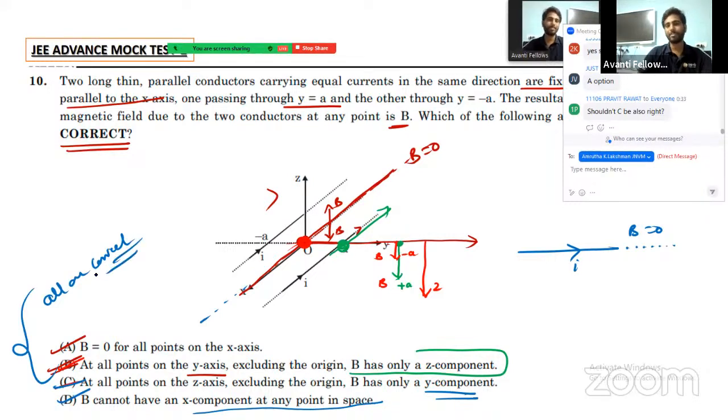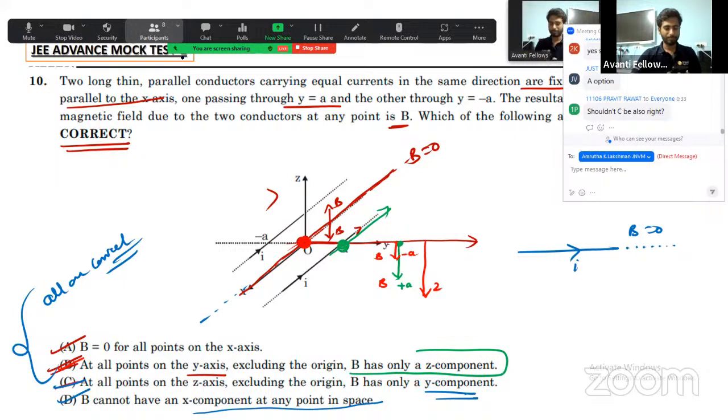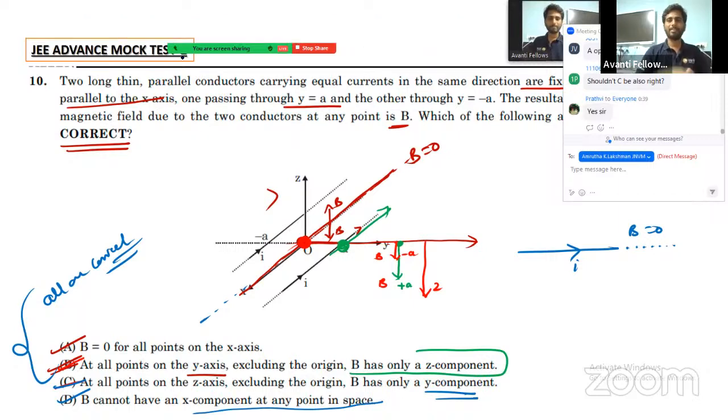Is it clear for everyone? Let me know in the chat box once. Is it clear? Shall we move? Yes, right. It is a game of the hand here, guys. Okay, look at the components, take the direction in your hand, and everything will come. Done.